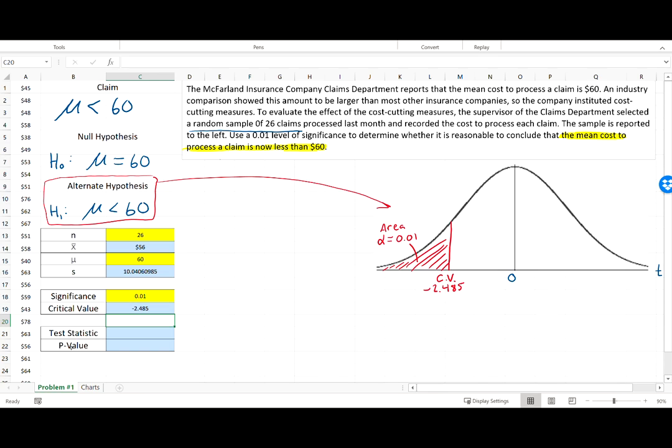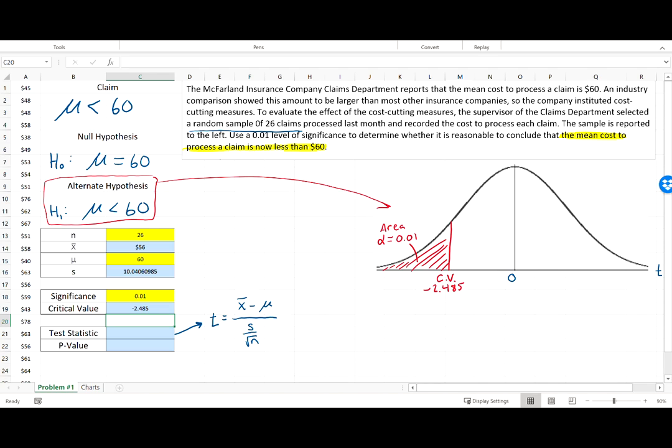So that's what we use to determine whether or not to reject the null hypothesis. Now, the test statistic in this case is a t-value, so t equals the difference between the sample statistic and the assumed population parameter, so x bar minus mu, and we divide that by the standard error between x bar and mu, which is s divided by the square root of n.